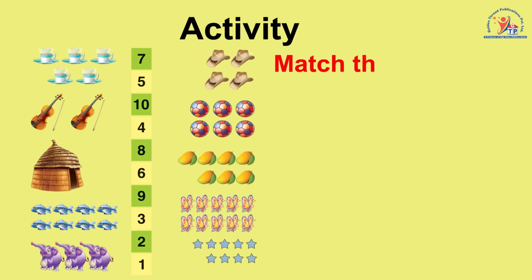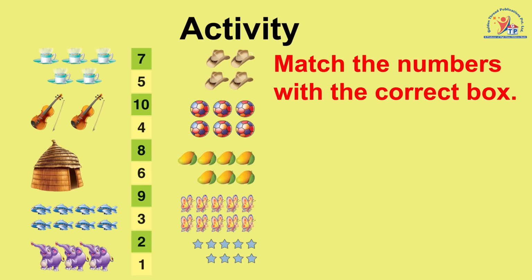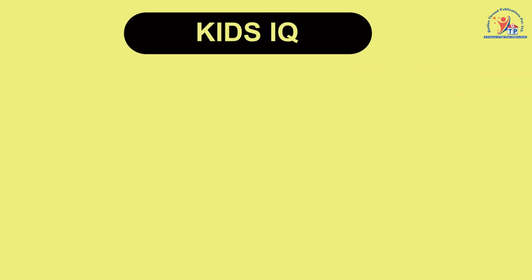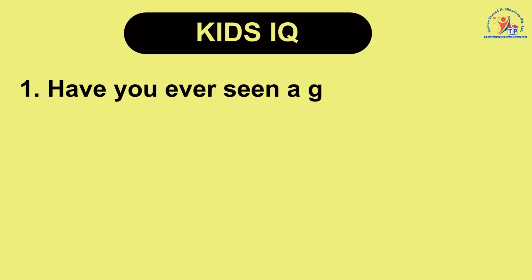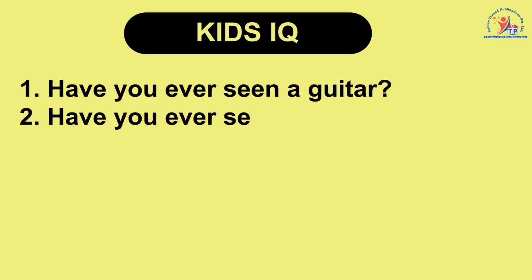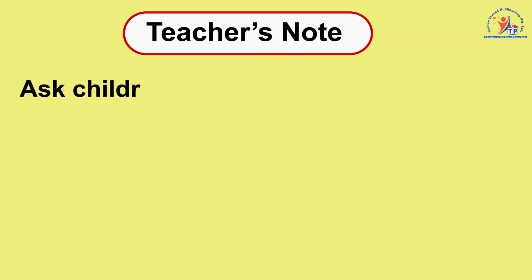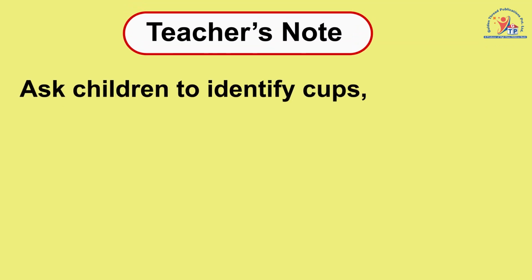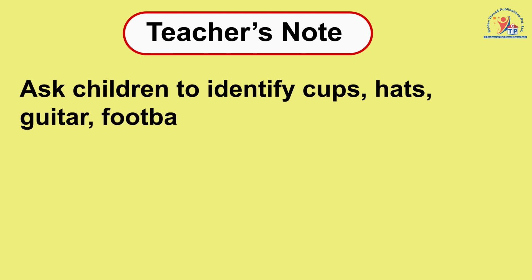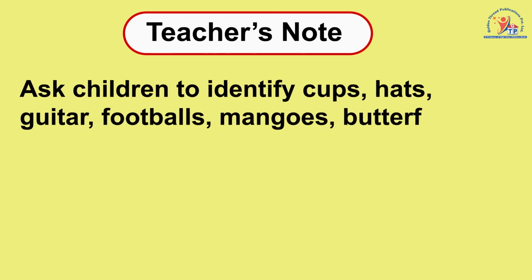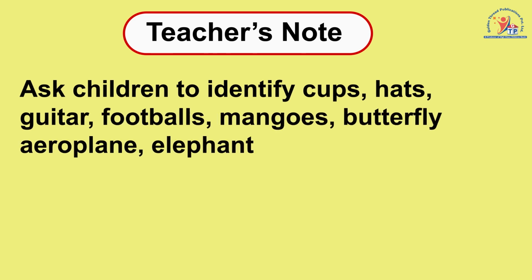Activity: match the number with the correct box. Kids IQ. 1. Have you ever seen a guitar? 2. Have you ever seen butterflies? Teachers, note: ask children to identify cups, hats, guitar, footballs, mangoes, butterfly, airplane, elephant and stars.